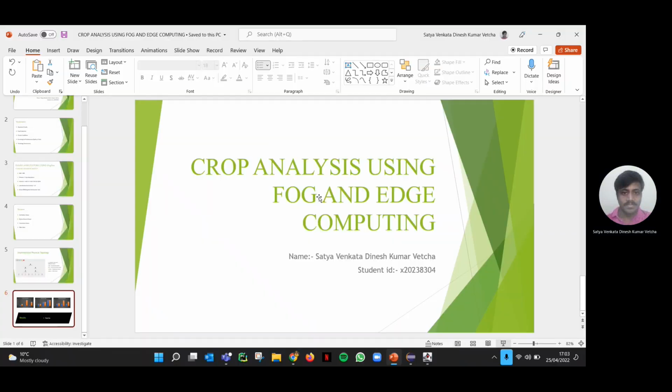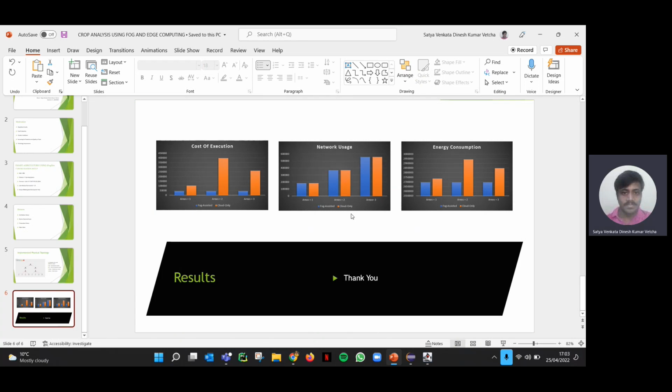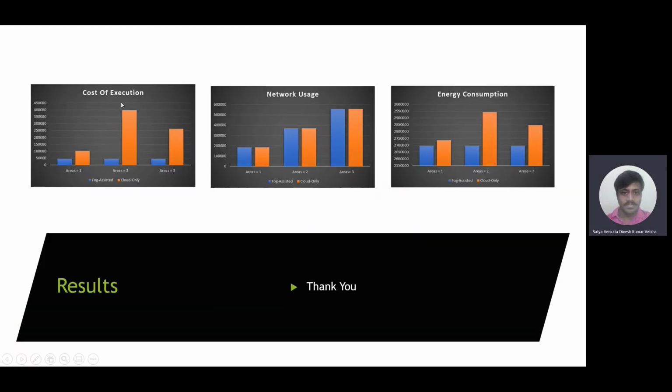By taking a few considerations and case scenarios, we understood that in the cost of execution, fog computing takes less cost of execution than cloud computing. In the energy consumption also, the fog consumes less energy than the cloud, because these cloud data centers are placed far away from the user, so energy consumption is high and bandwidth is high. So that is the reason.